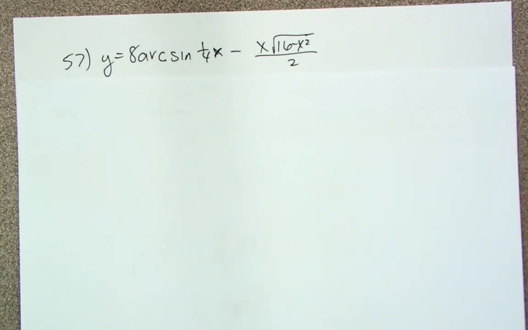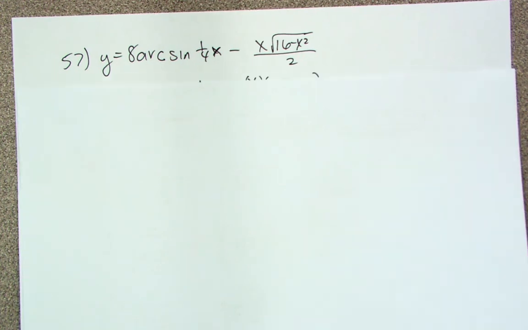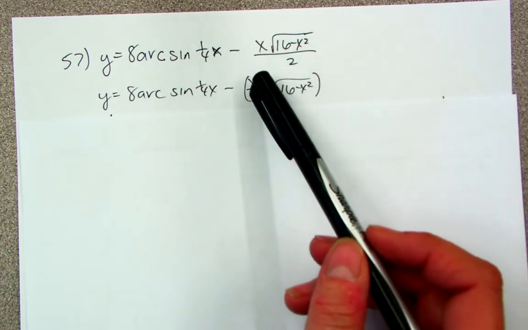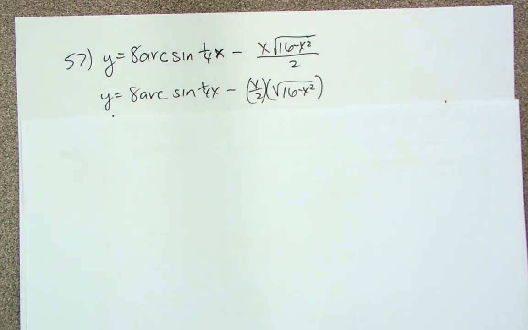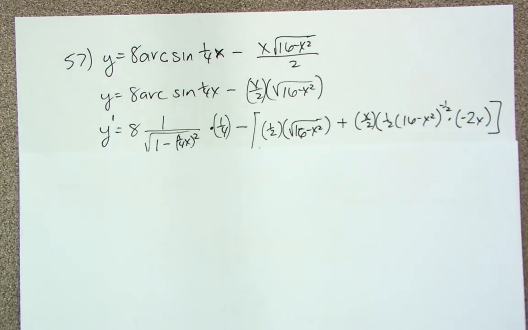Number 57. 8 times arc sine of 1/4 x minus x times the square root of 16 minus x squared all over 2. Much more dynamic. First thing I did is I rewrote the second term so I could make it product rule for my derivative. Now I went ahead and I started taking my first derivative.